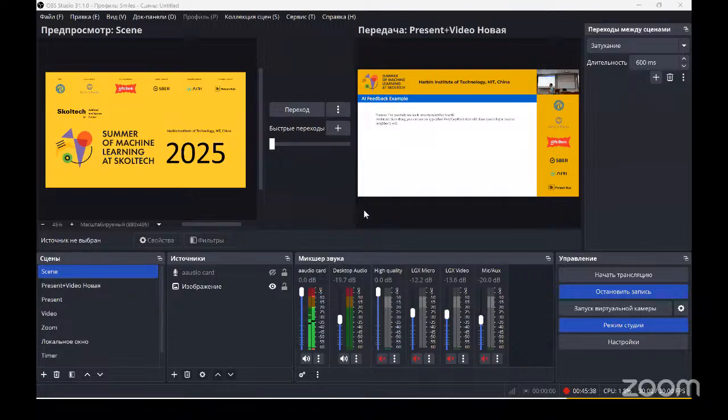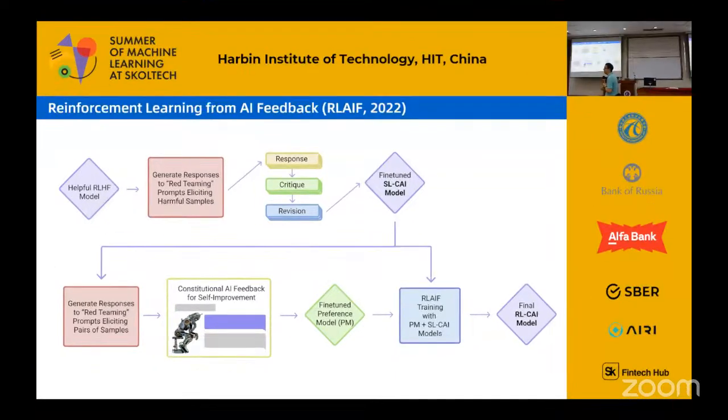Could you please say more about constitutional AI model? Like, I think I missed it. So what it is, the constitutional AI model?